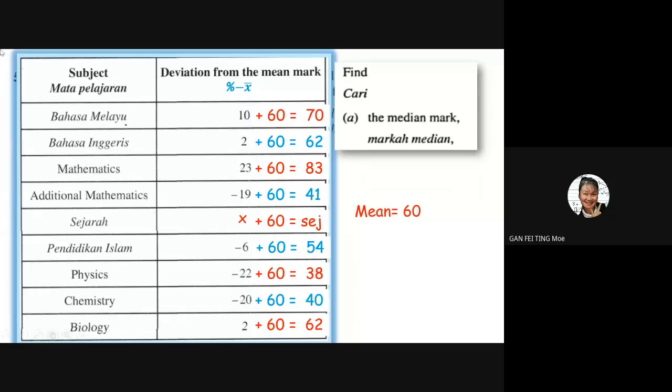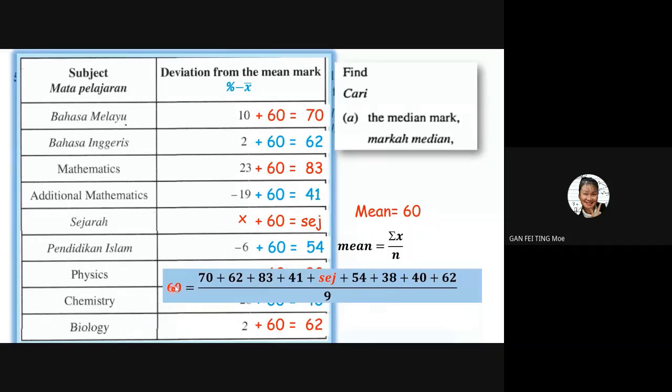The marks here are very important. Why it is important to us? Because we would like to determine the marks for sejarah. It is very important to make sure that your calculation for all the marks for all the subjects here are correct. So now what we do, mean, this is a formula. I have my mean as 60. So this is what I'm going to do. 60 equals 70 plus 62 plus 83 plus 41 plus my sejarah plus 54 plus 38 plus 40 plus 62, divided by 9. Now from here, I'll be able to determine my sejarah marks.